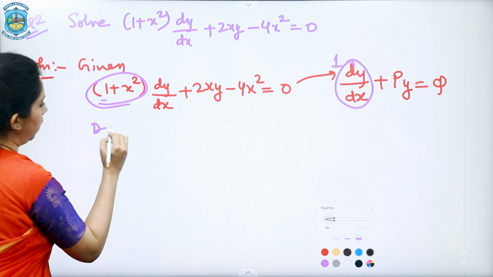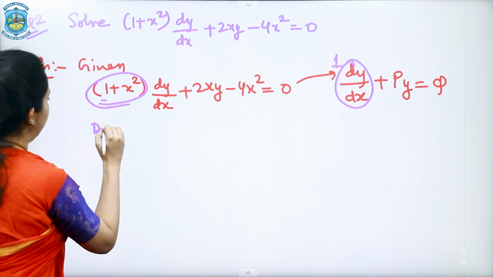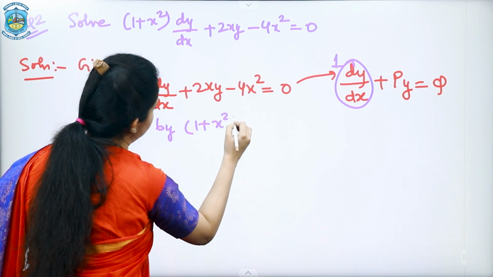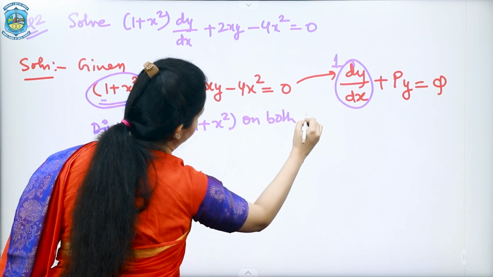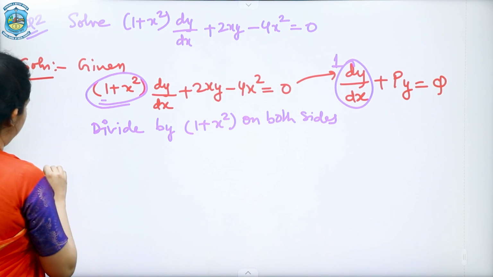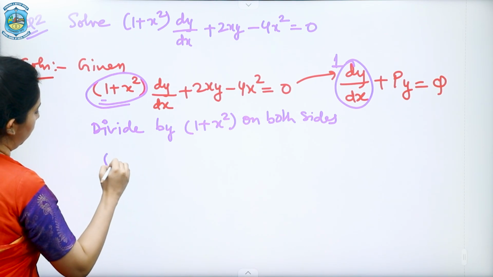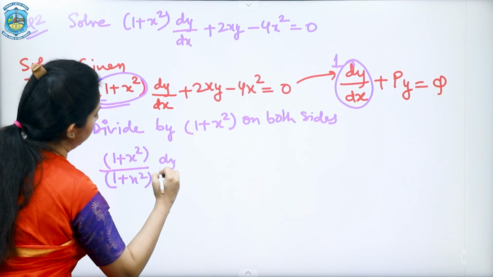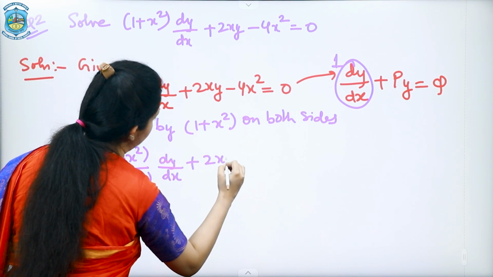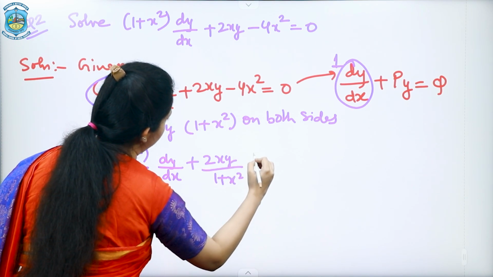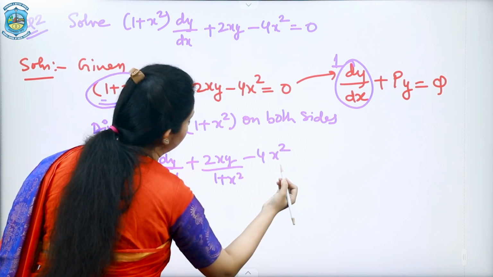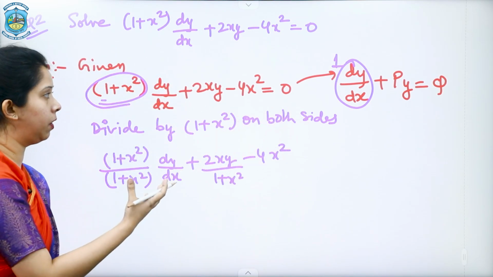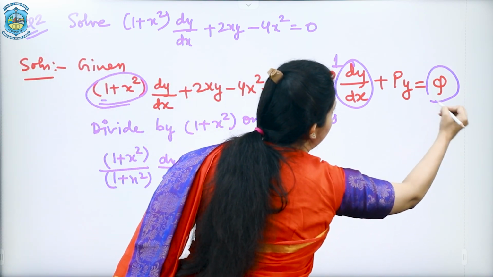So, what we will do, we will divide the whole equation by 1 plus x square on both sides. So, that will become 1 plus x square, we will divide with each and every term of the equation. So, plus 2xy upon 1 plus x square minus 4x square, which we can write it as, since we have to convert it into a standard linear differential equation. So, here you can see that we have a q.